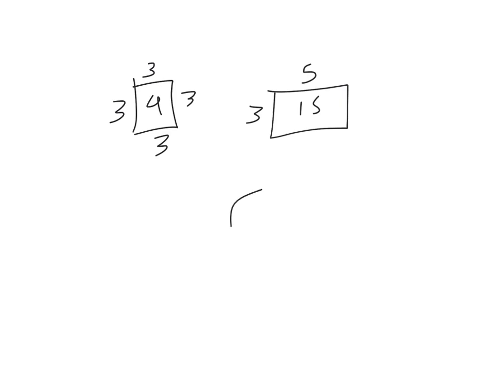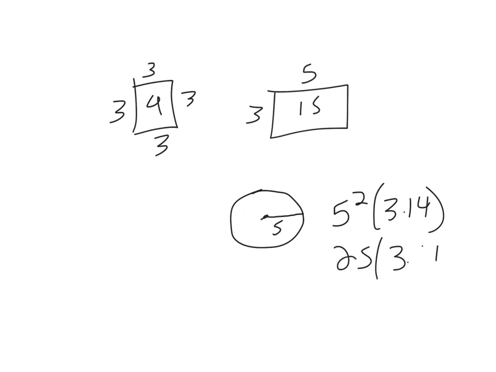And then if you have a circle, you take your radius, which is half of your diameter, okay, and you just square it and then multiply by pi. So let's say it's 5. You would do 5 squared and then times pi, which is 3.14, which is what they want you to use on Excel. So 5 squared would be 25. 25 times 3.14, I believe, is 78.5. So that would be the area for that.